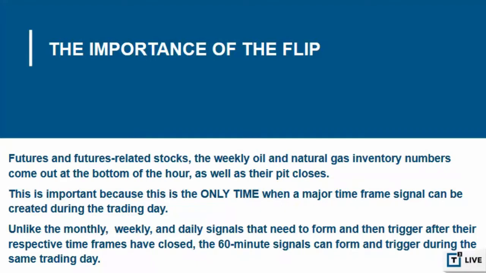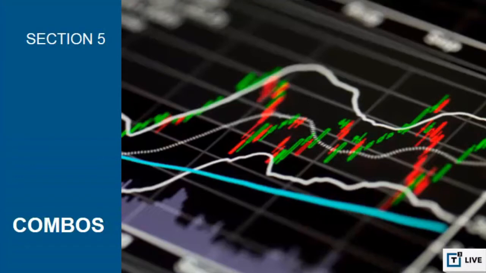So we can go inside on the 60-minute and form that equilibrium during the day and trigger in the same day. That's why the flip is very important, because every 60 minutes we want to see if we are setting up new actionable signals on which we're going to be able to trade off of. It's also important for time frame continuities when we get to the next section. For right now, we're still focusing on actionable signals.